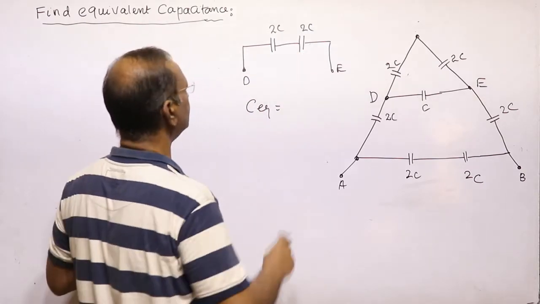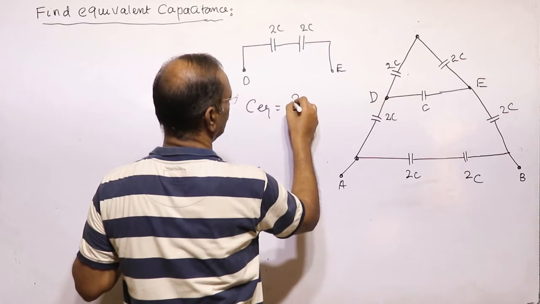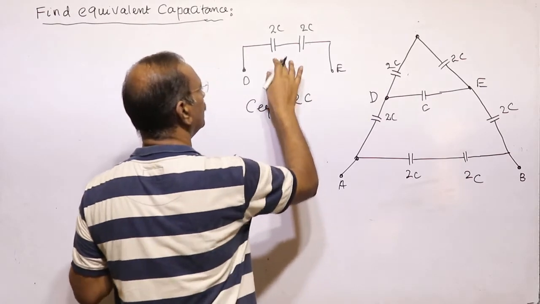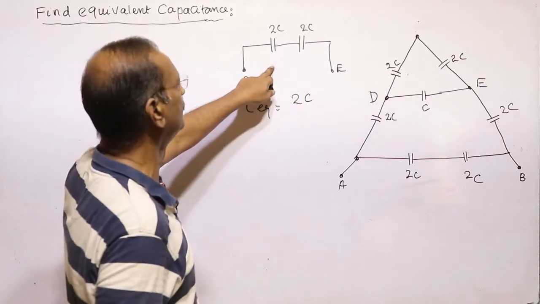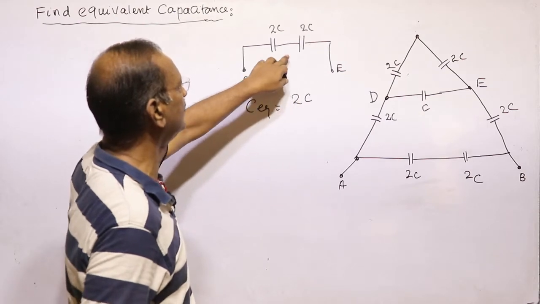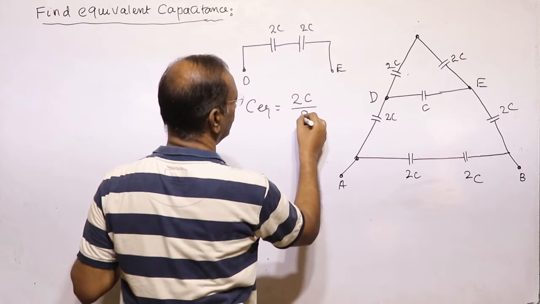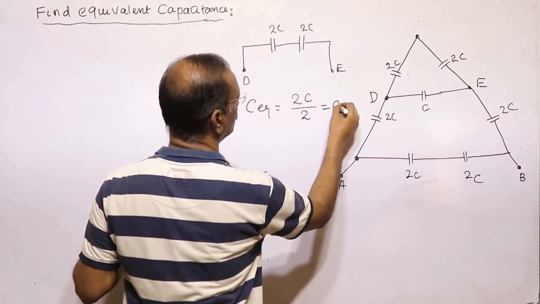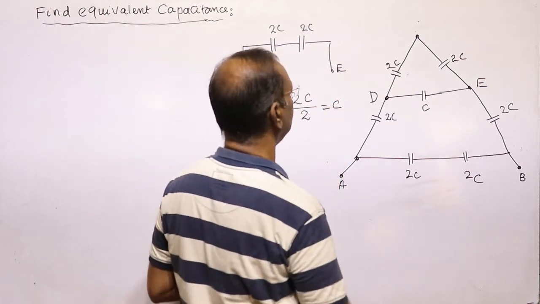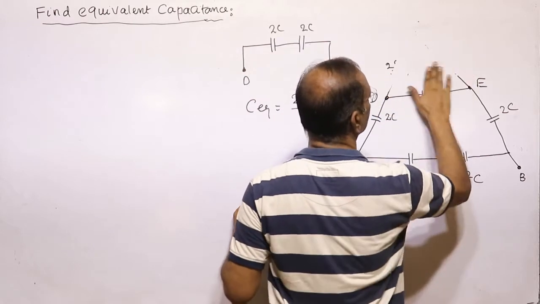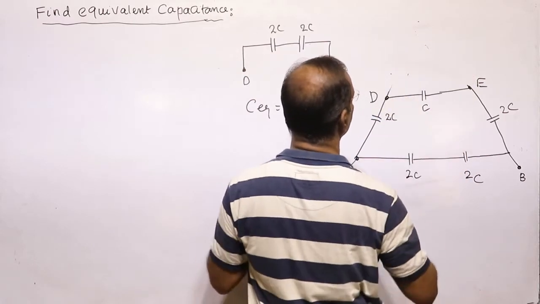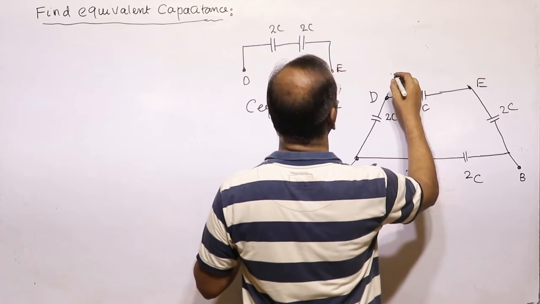So for series, take any one of the capacitors 2C. This method is applicable for series only when both are equivalent capacitors. Take any one of the capacitors divided by the number of capacitors is equal to C. So this point we can remove. After removing, we can write it like this.